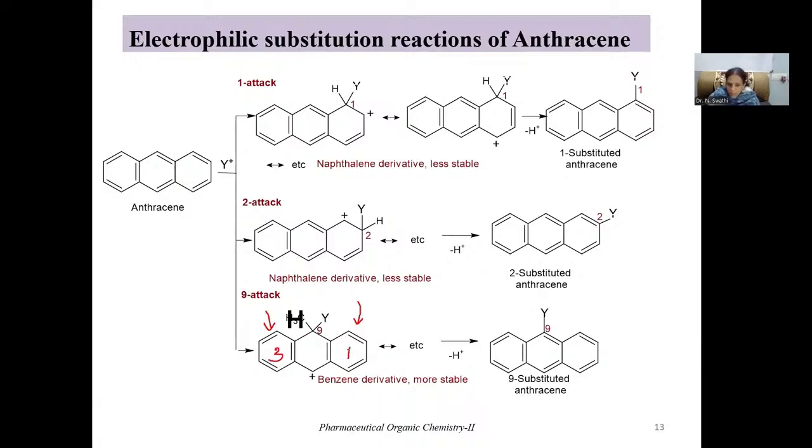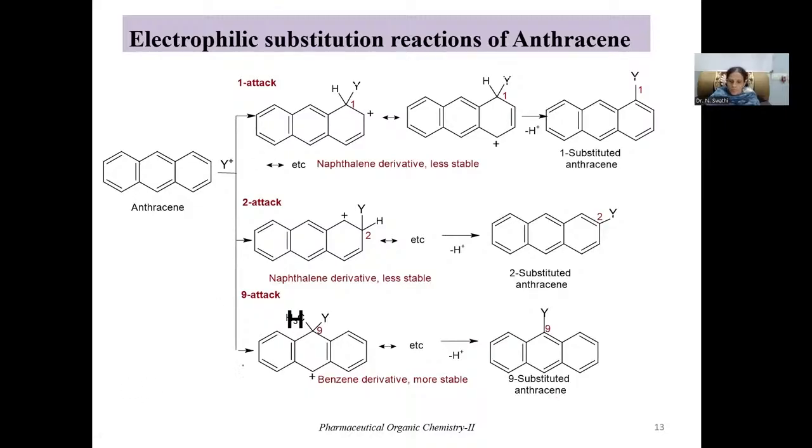Now if you look at the resulting carbocation structure, the first and third ring systems are benzenoid ring systems, which means they maintain aromaticity. Wherever the attack is happening, that is on the second ring system, there is disruption of the aromaticity. So upon 9th attack, the resulting carbocation is a derivative of benzene because it consists of two isolated benzenoid ring systems. As soon as this carbocation is formed, immediately it will undergo the deprotonation step, and thus it results in the formation of the corresponding 9-substituted anthracene as the product.